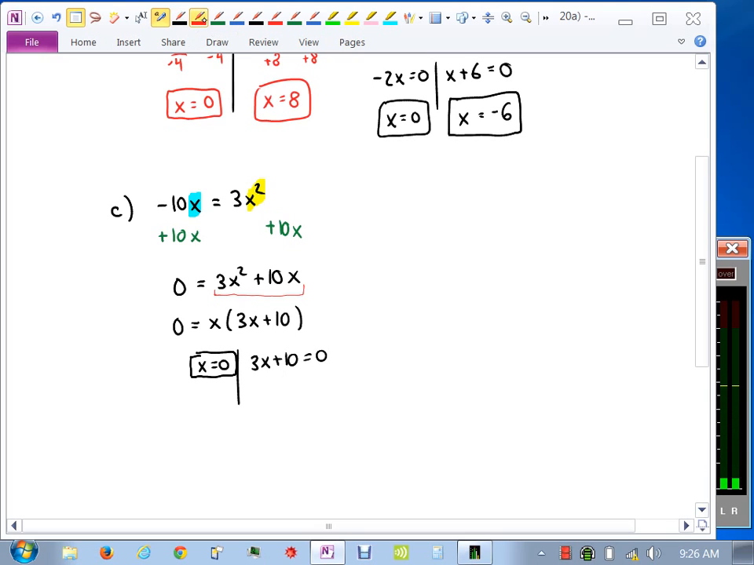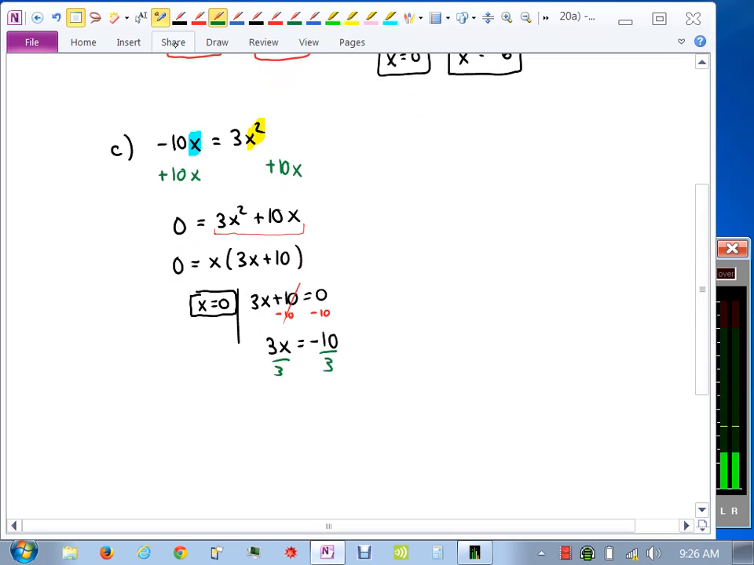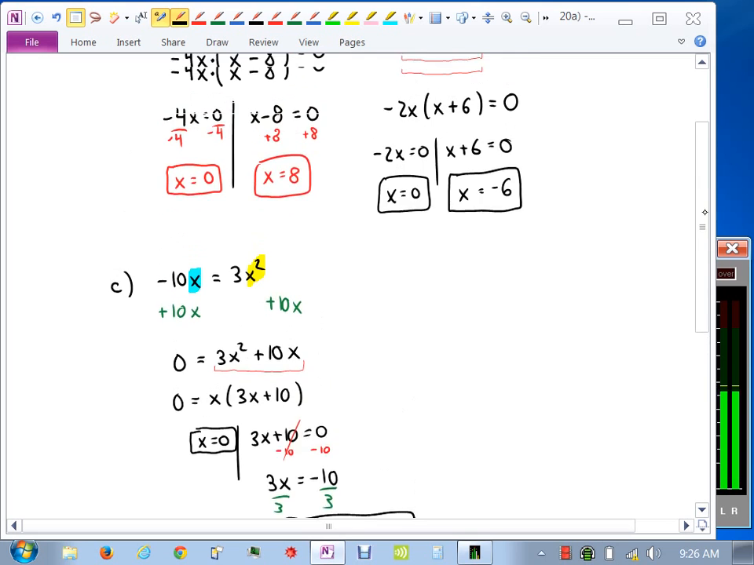On the second one, though, I'm going to need to subtract 10. This is a little linear equation. I'm left with 3x equals, and then 0 minus 10 is negative 10. And lastly, we'll divide by 3. So we get x is equal to negative 10 thirds, which we could do as a decimal on a calculator if you want, 3.33. Either one of those is fine. So our two answers are 0 and negative 10 thirds. All right, that's number 2.